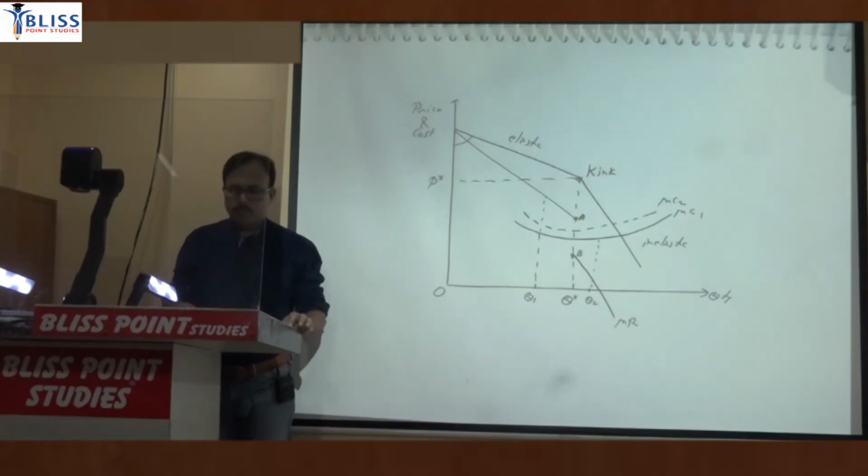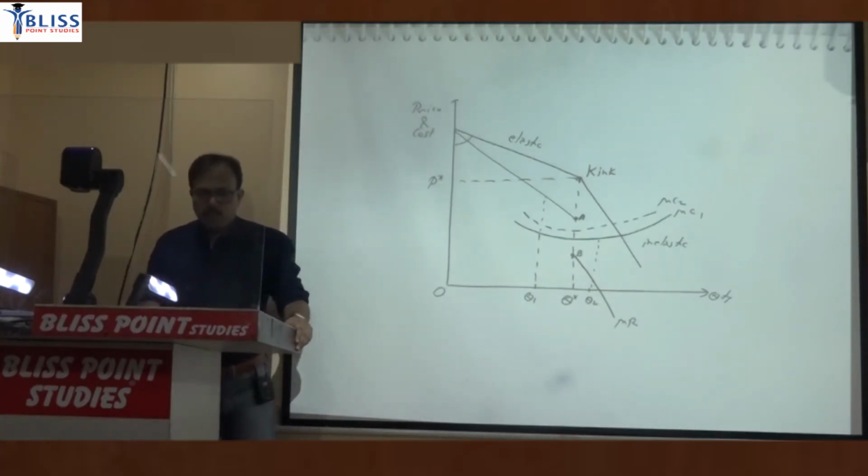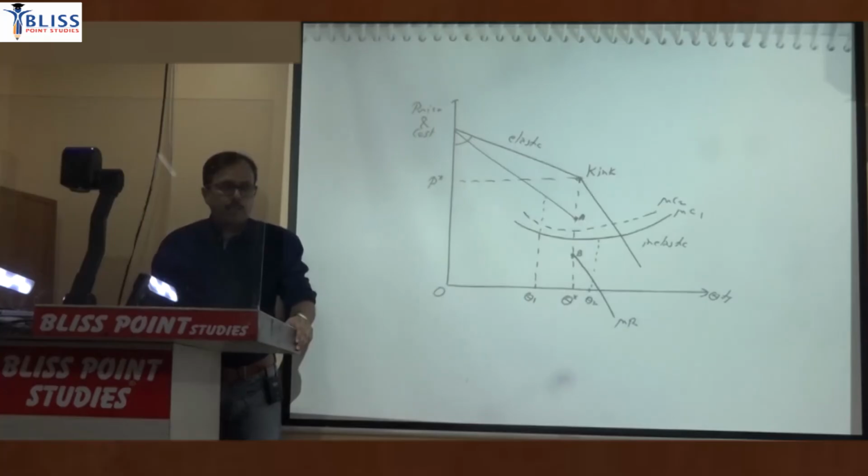It means the marginal revenue curve has two segments, separated by a discontinuous range.